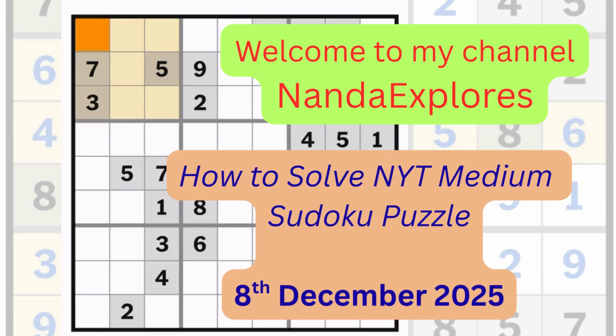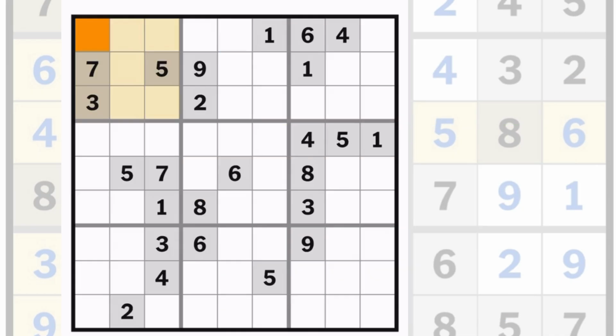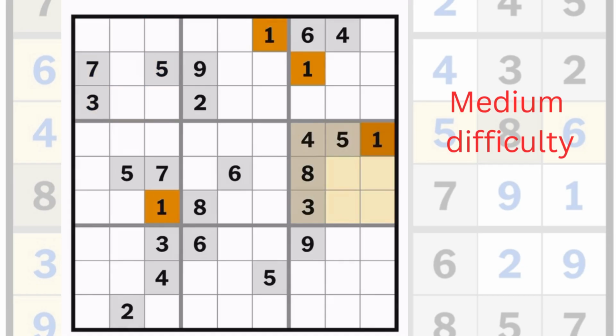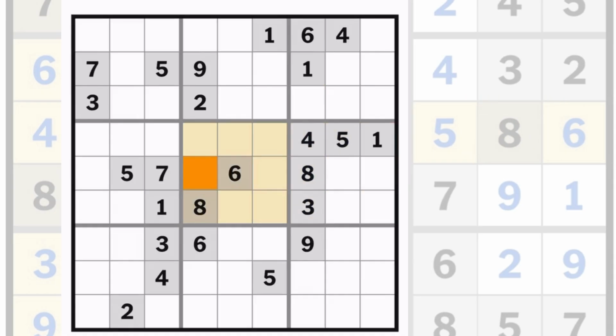Today we'll try a New York Times Sudoku puzzle with a medium degree of difficulty. So we'll start with number 1. Here we know that this is a cell where number 1 is unique, so we are going to post that.